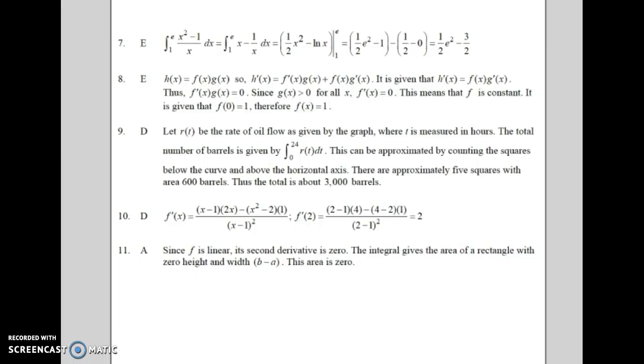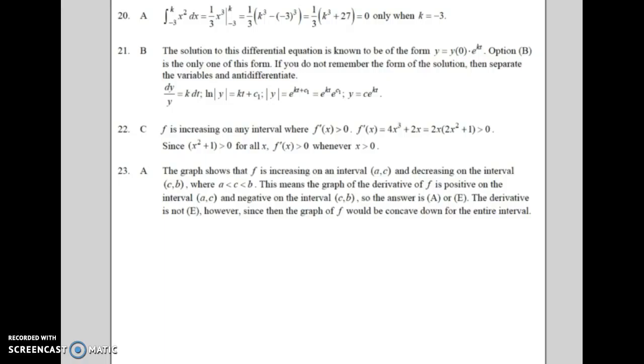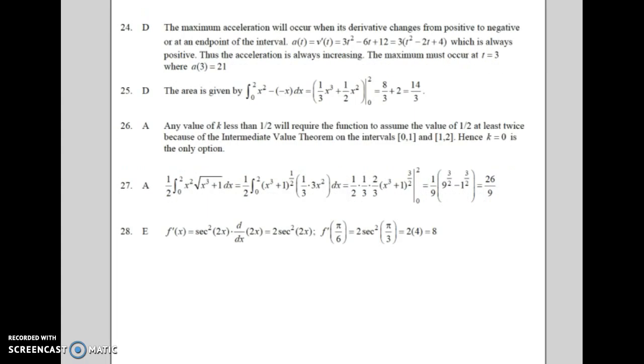Okay, here are questions 7 through 11. If you want to read in more detail for 7 through 11, you could pause now. Here are the detailed answers for 12 through 19. Again, if you want to read through any of these, you can pause the video now. Here are questions 20 to 23, and you can pause. Here's 24 through 28.